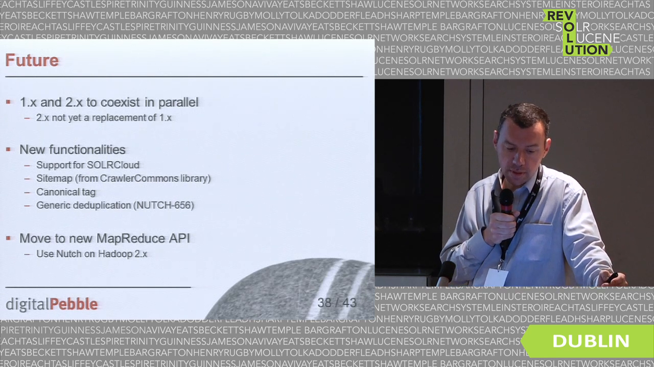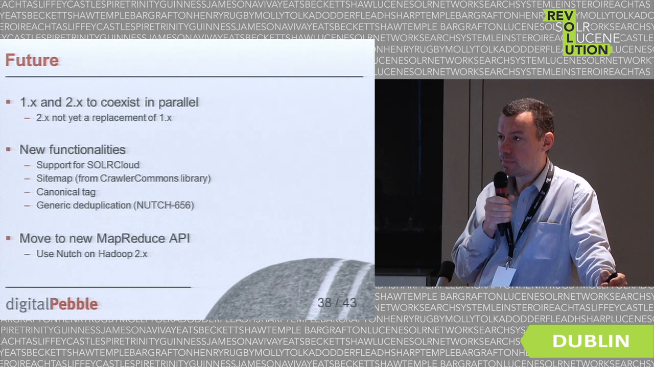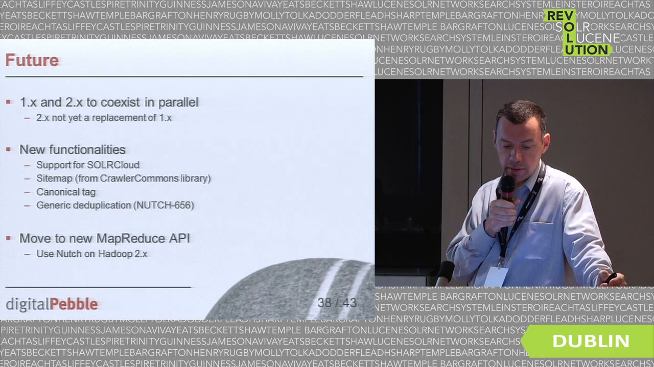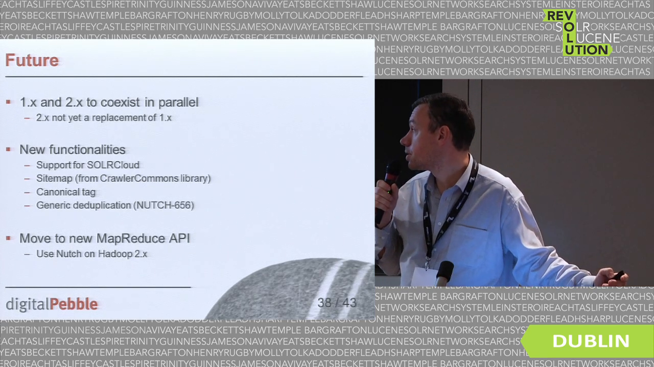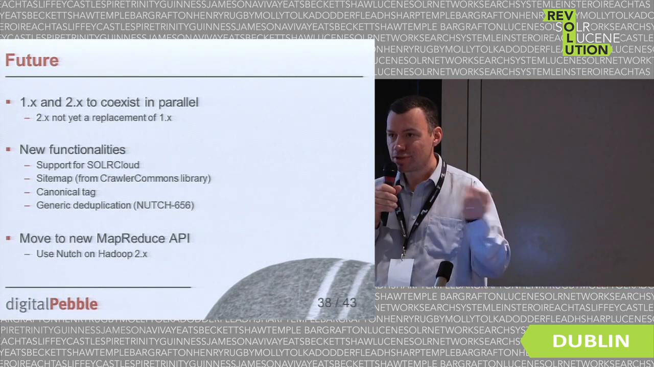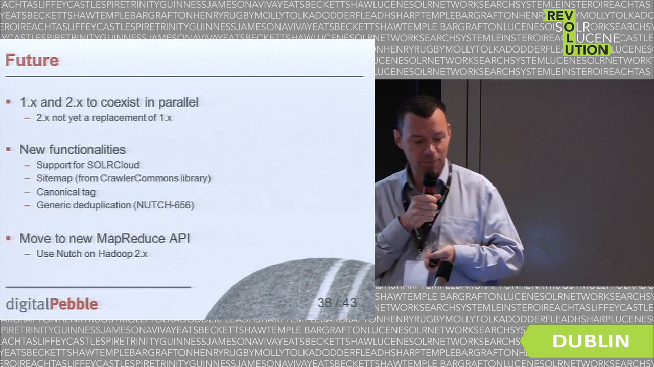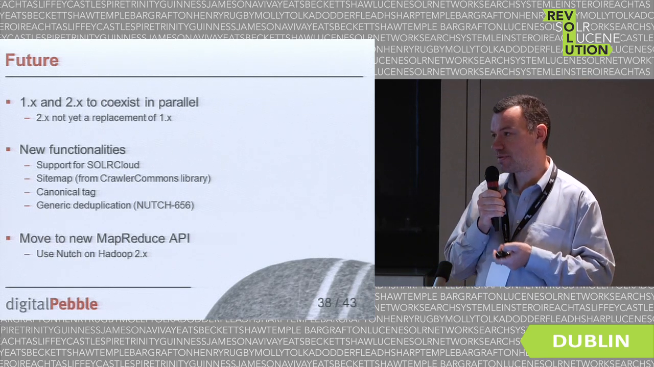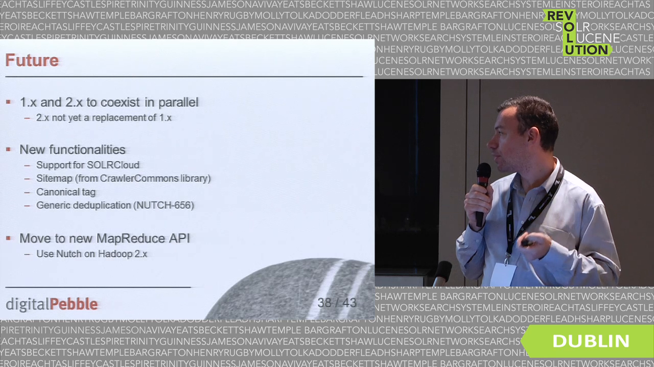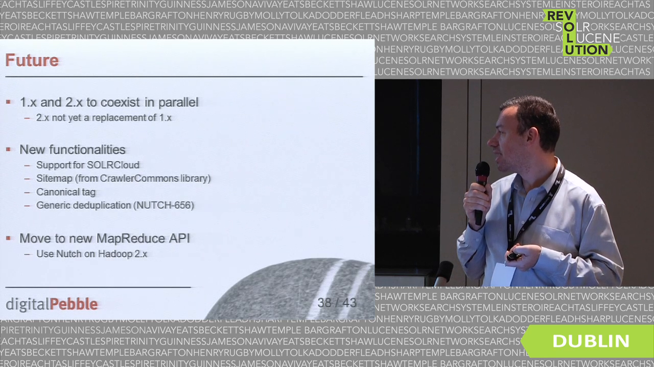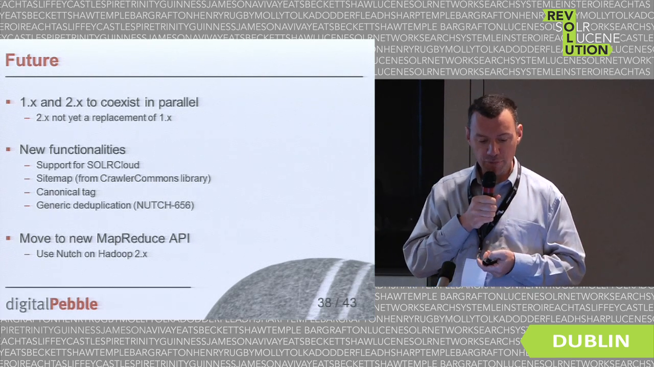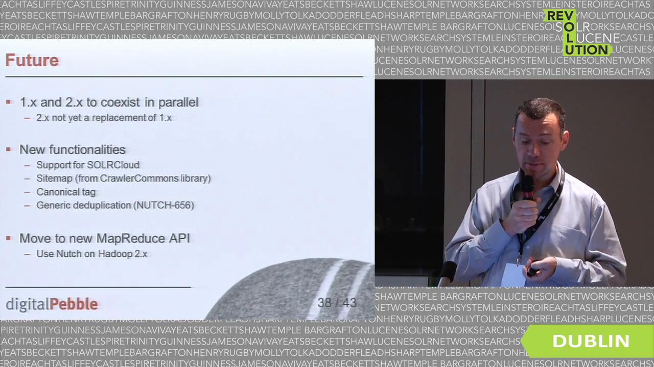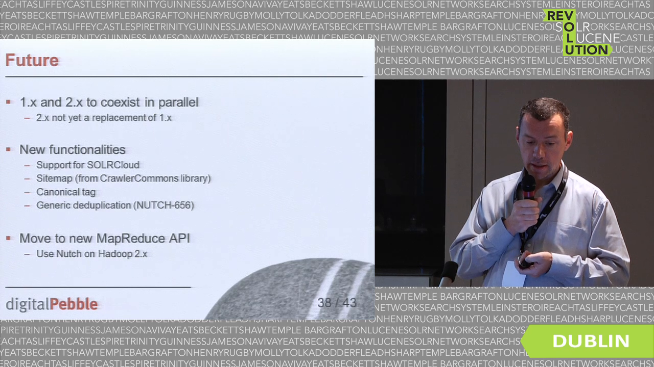So there's work towards making it generic so that we could use it with other indexing backends, and also move to the new MapReduce API, because again, as I mentioned, Hadoop came out of Nutch, and some of the stuff we have in Nutch is still very old style. So there'll probably be work towards refreshing all this, which means we could use Nutch on Hadoop 2x.